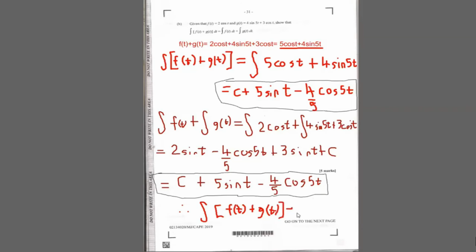Don't forget to write a dt. I don't write it because of space. That's equal to the integral of f of t plus the integral of g of t. Nice and easy, soft. No issues whatsoever. Nice. Moving right along.